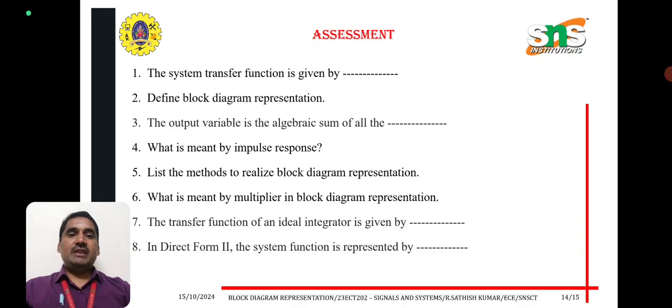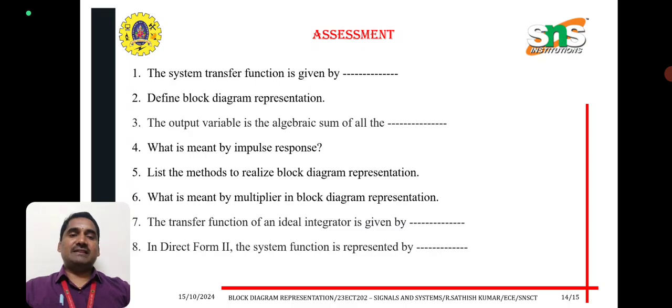What does it mean by impulse response? When the unit impulse is applied to a linear time invariant system, it produces the output as the impulse response h(t). List the methods to realize block diagram representation: direct form 1, direct form 2, cascade form, and parallel form.